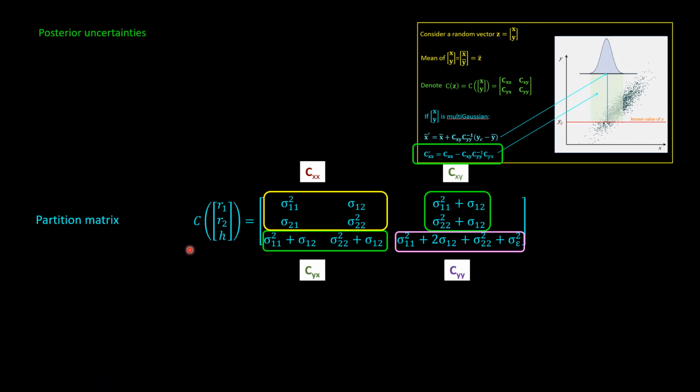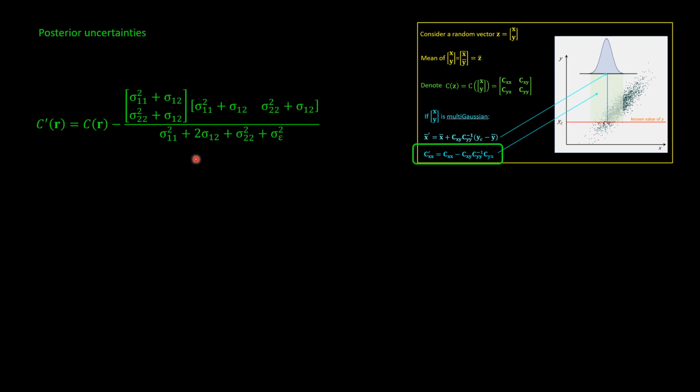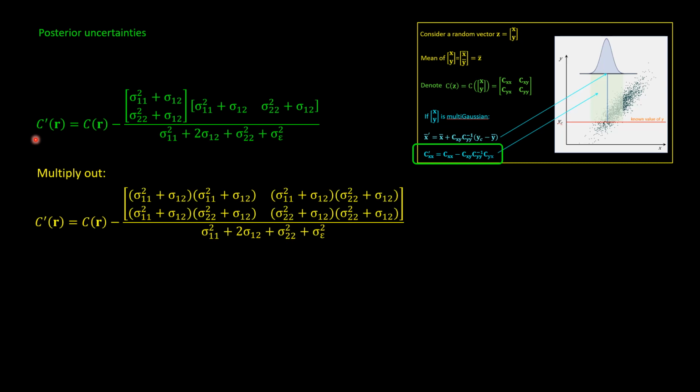So here's our covariance matrix of R1, R2, H, once again partitioned in a way that we can use these equations. Now let's use the second of these equations. When we do, we obtain the green expression for the posterior covariance matrix of our parameters. If we multiply out all these terms, we obtain the yellow equation in which each element of the posterior covariance matrix is made explicit. Let's focus on this term.